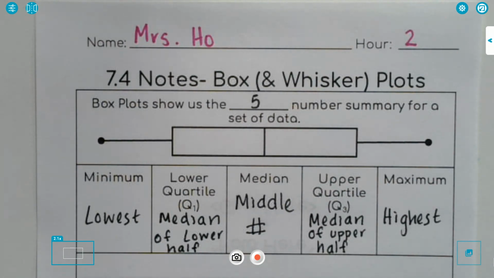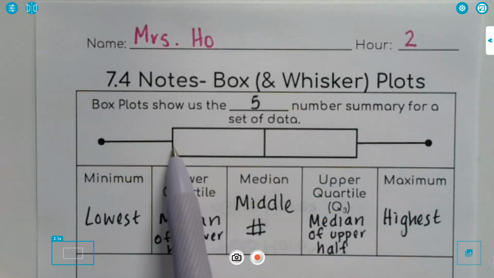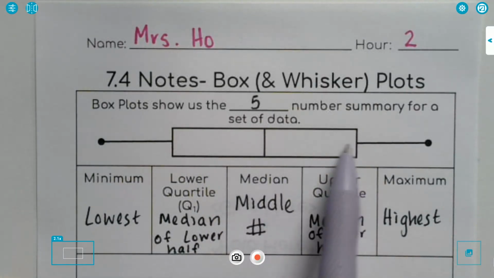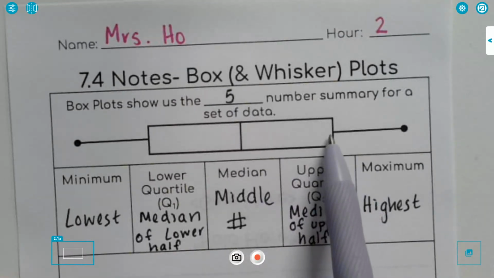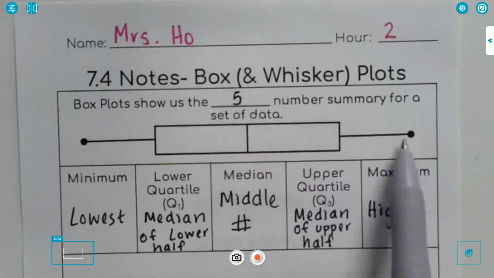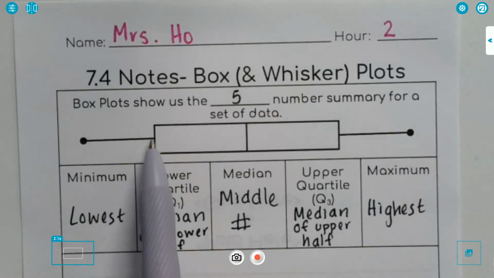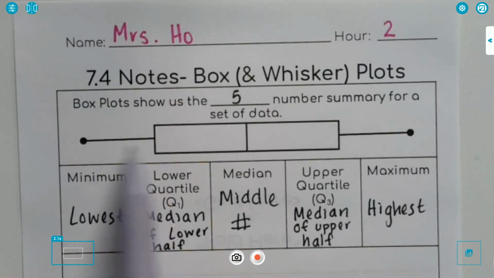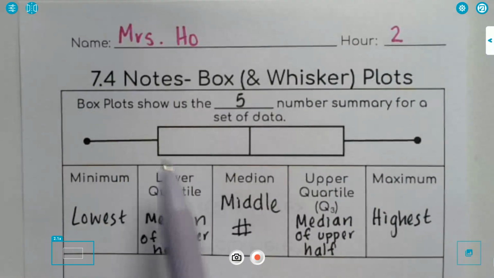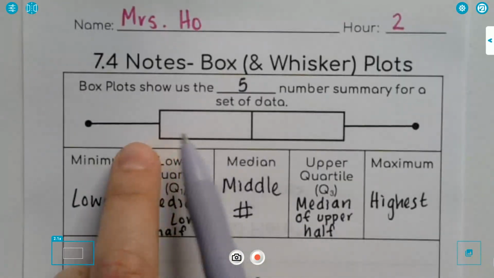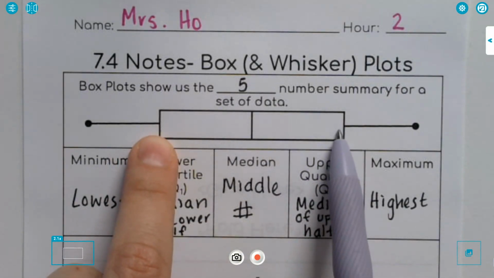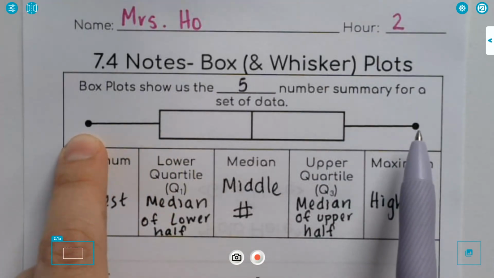Once we find those 5 numbers, we are going to, just above a number line, make our 5-number summary. We make a box that goes from the lower quartile to the median to the upper quartile. This is the box of a box plot. Then you draw a whisker out to the side that goes to the maximum, and a whisker out to the other side that goes to the minimum. That's why it's called a box and whisker plot.